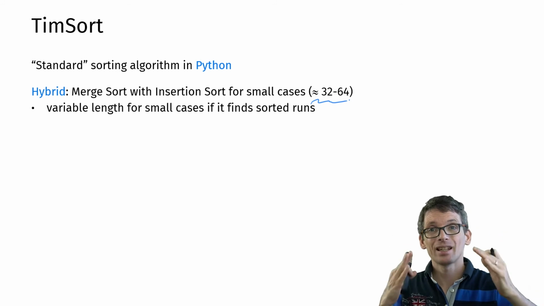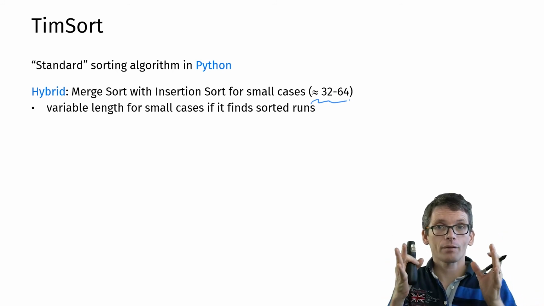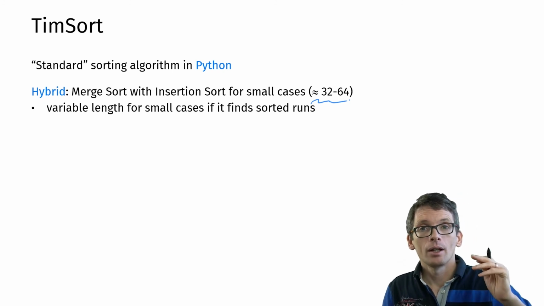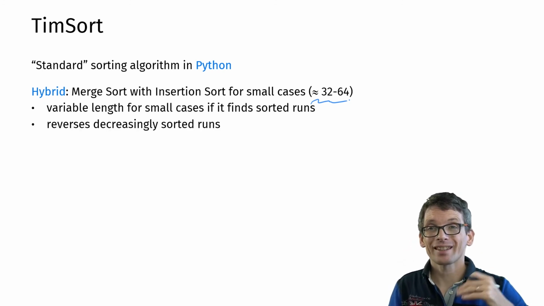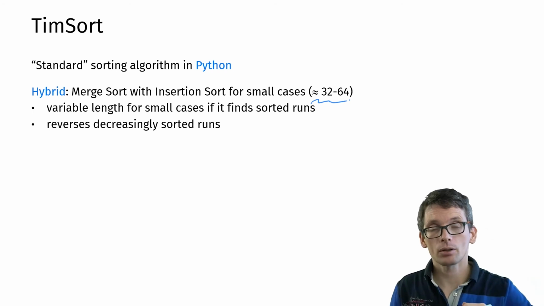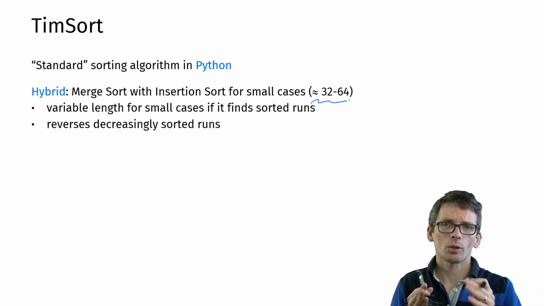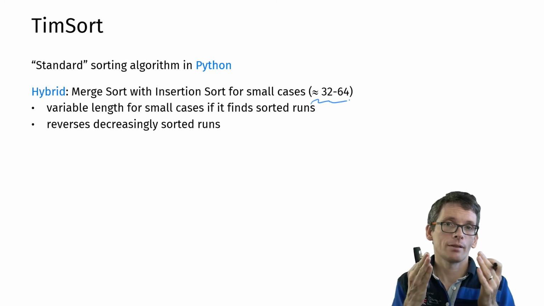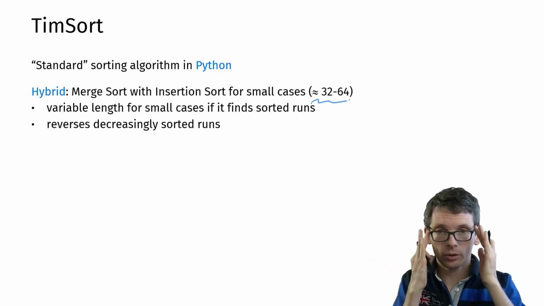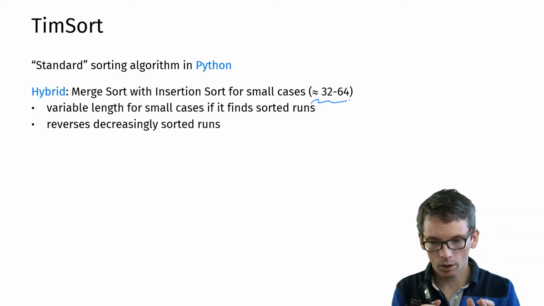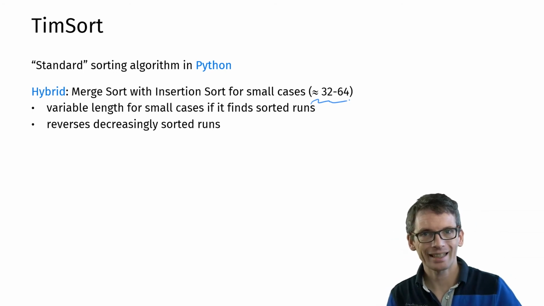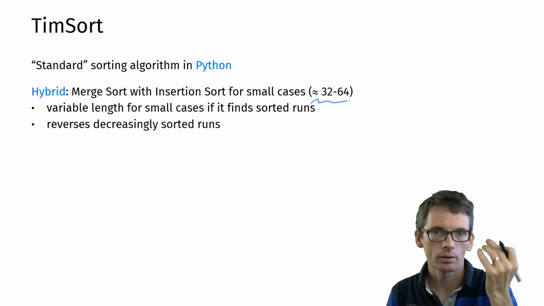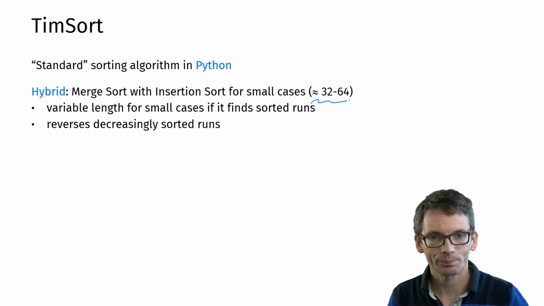Also, given that in practice you often have parts of your data that are already sorted, you of course also want to take into account that those parts might actually be decreasingly sorted. If you do insertion sort on a decreasingly sorted sequence, that's the worst case setting for insertion sort. But it's easy to fix: if you see something that is decreasingly sorted, simply reverse it and you're fine again.